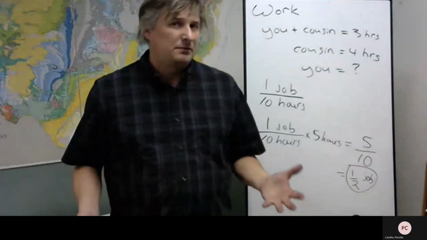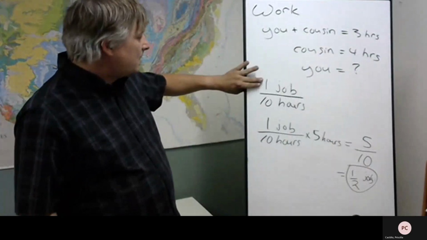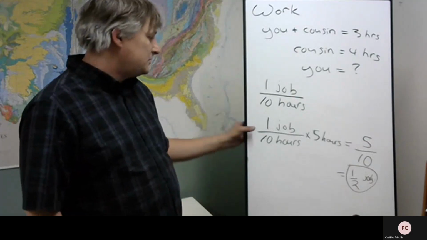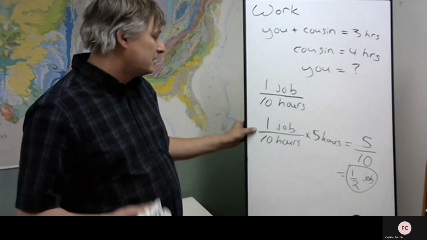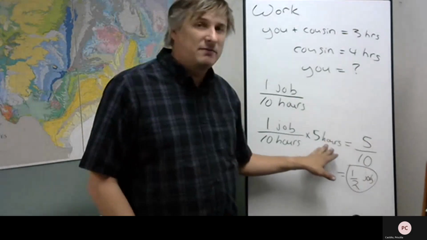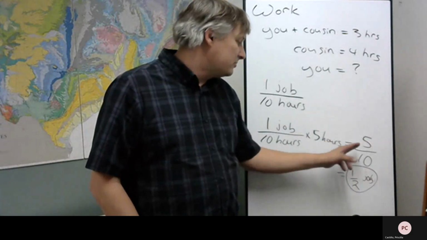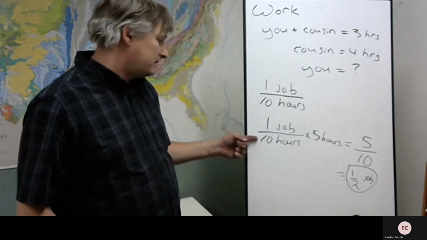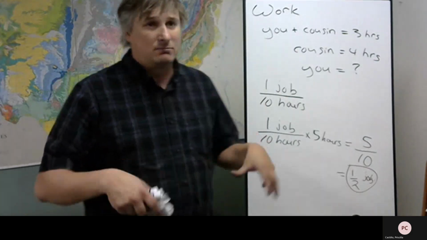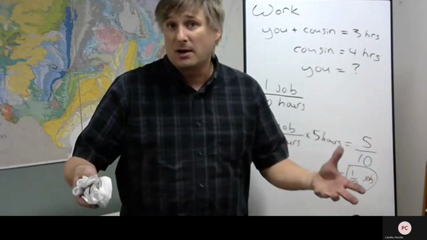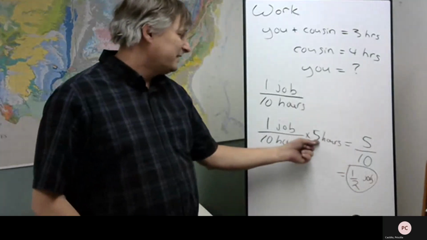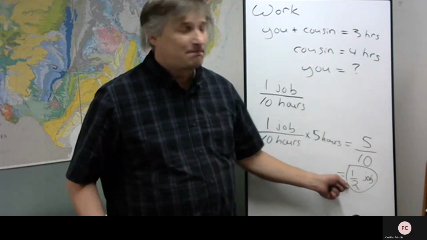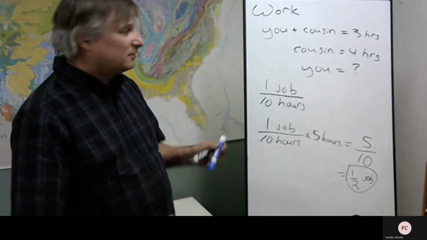So the idea with work is this. You have job over the time it takes to complete one job. And then you take this very particular rate, multiply it by the amount of time you have available to work, and that will tell you how much of the job you'll get done. If you have more than the time it takes, you'll get more of the job, maybe 2 jobs or 3 jobs done. If you have less than the time it takes, you only get a fraction of the job done. So let's take a look at this again.